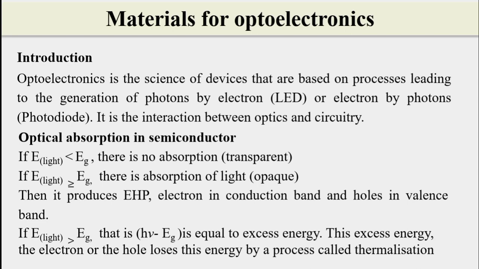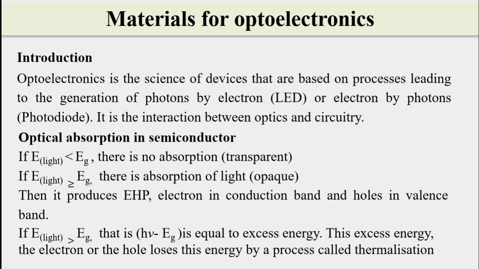It is the science of devices that are based on a process leading to the generation of photons. We can generate light by using electrons. The classic example is LED or laser diode. Or, we can generate current by using light, by a photon. The examples are solar cell and photodiode. It is nothing but the interaction between optics and circuitry, that is, the light and semiconducting material.